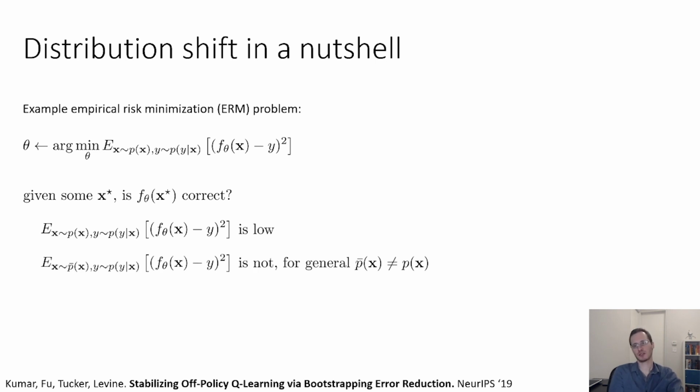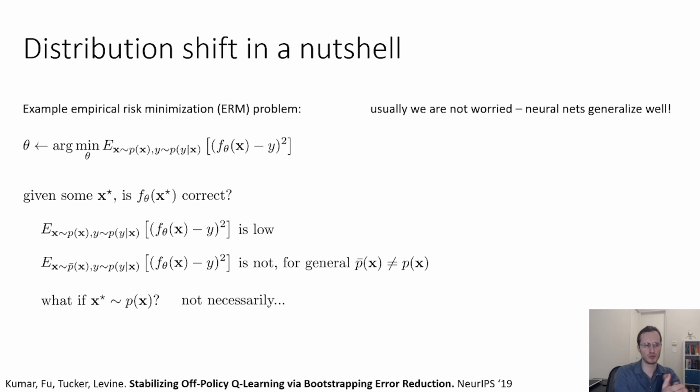But in general, you can't expect the error to be low under some other distribution p bar of x, if p bar is not equal to p of x. There are, of course, bounds you can show if p bar is very close to p, but if they're different, in general, all bets are off. In fact, even if x star is drawn from p of x, in general, bounding worst-case performance is very difficult.